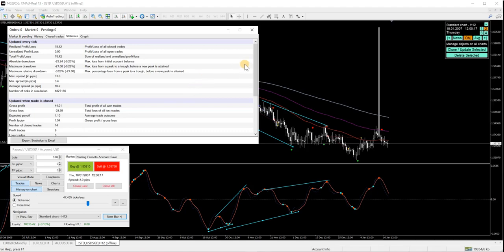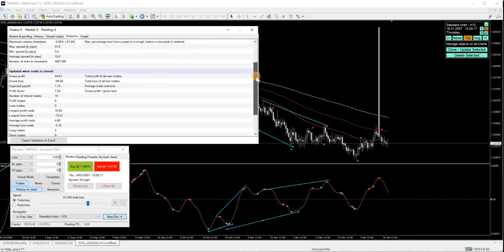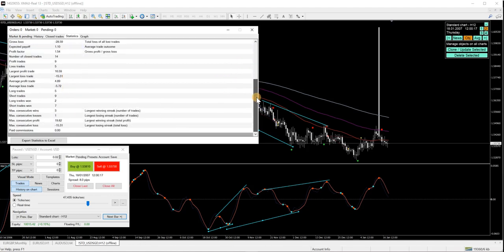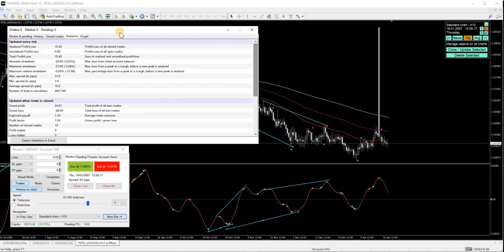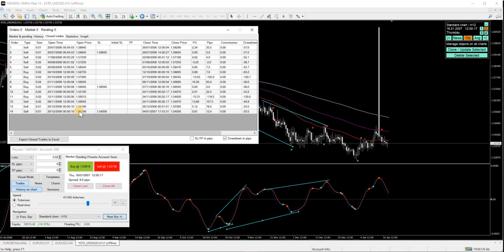It's just like normal MT4 results, and this is good data, so it's very clean data. There's your profit factor, number of closed trades, profit, lost trades, largest profit. Just all your stats as you would any normal, or you can have a look at your history. Markets, there's none. History, closed trades, there they are all there.